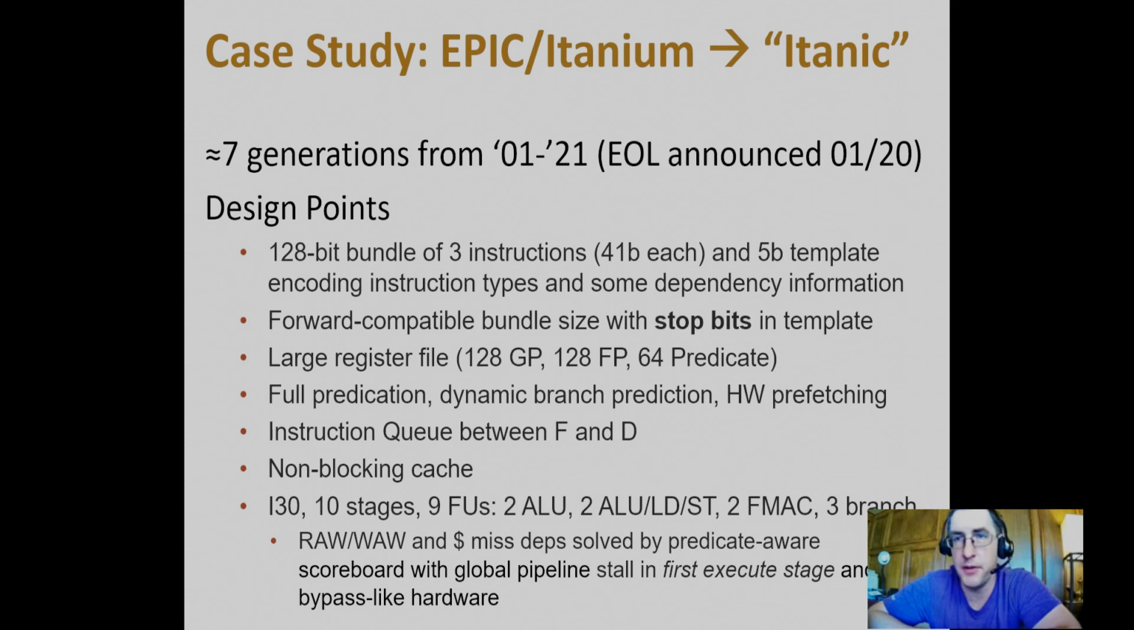It has a queue to decouple fetching and decoding, so you can fetch and fill up an instruction queue while you're decoding them. It uses a non-blocking cache, and it has 10 stages and 9 functional units: 2 ALU pipelines, 2 that can be ALU or load store pipelines. The memory pipelines have a full ALU for doing their effective address calculation, which allows those pipelines to handle either ALU or load store instructions. It has 2 floating point multiply accumulate pipelines and 3 branch pipelines or functional units.